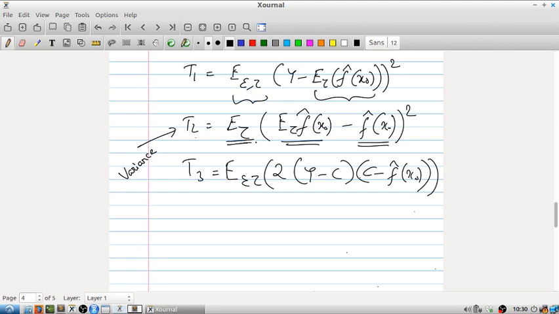So this first term is just a function of epsilon, because I have removed the randomness due to the second object, tau. This is not a function of tau anymore, neither is y a function of tau. So you only need to take expectation with respect to the thing which is random, which is epsilon.